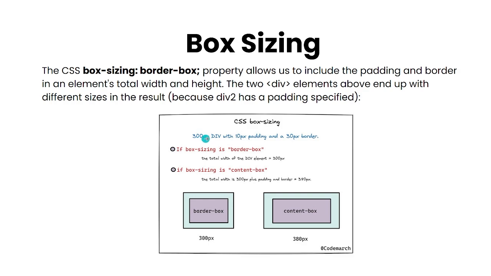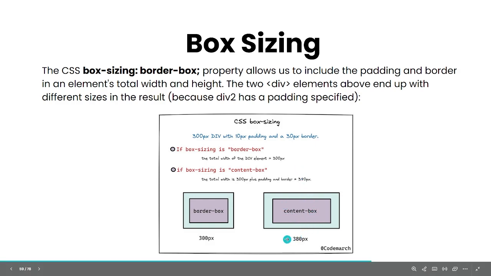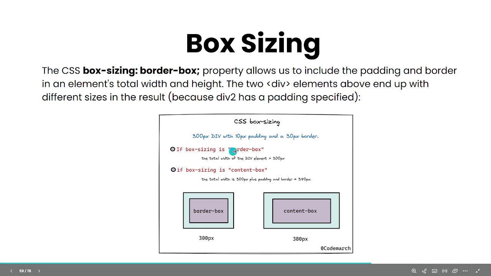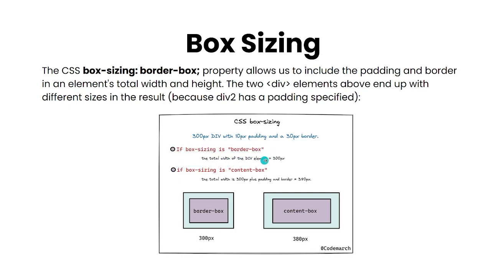Each div has 300 pixels. But one has 10 pixels of padding and 30 pixels of border, which creates a much larger div box at 380 as opposed to this one being at 300. So if box sizing is border box, the total width will stay at 300. If box sizing is the default, which is content box, which we never really do, the box will increase in size because you're adding the padding and the border around the content.